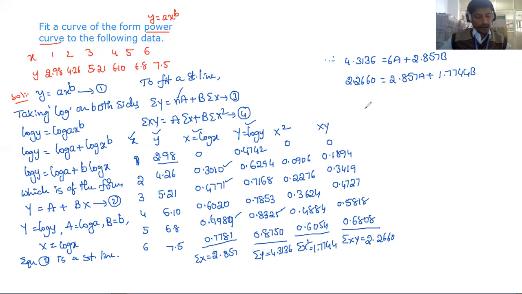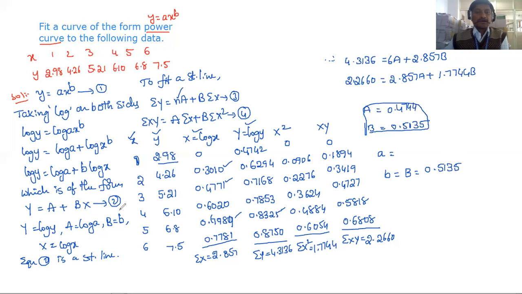Here we are getting the values of capital A and capital B. So capital A is equal to 0.4744, and capital B is equal to 0.5135. These are the values we got for capital A and capital B. But our final intention is to calculate small a and small b. Small b is equal to capital B, so that is 0.5135.